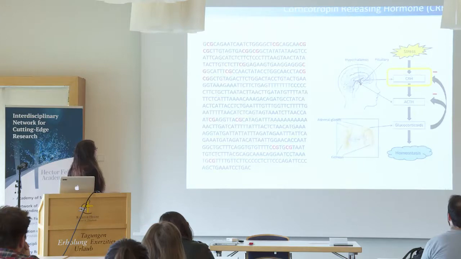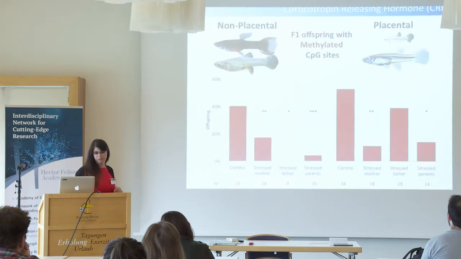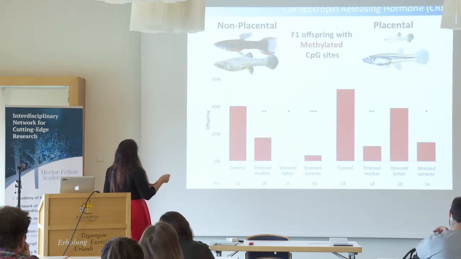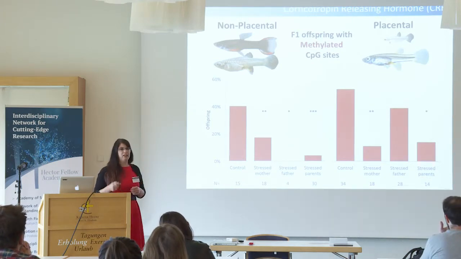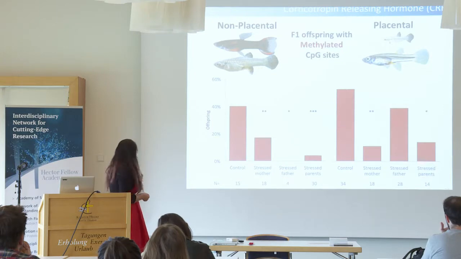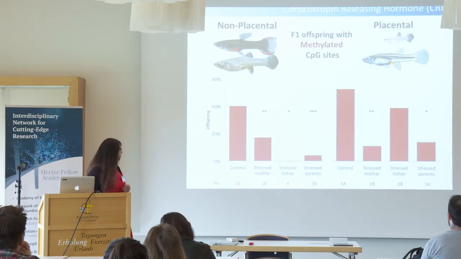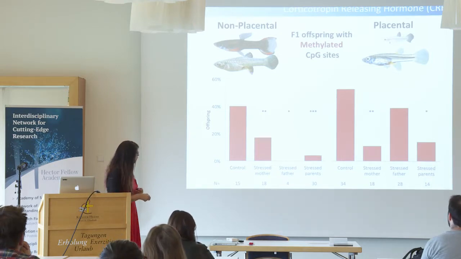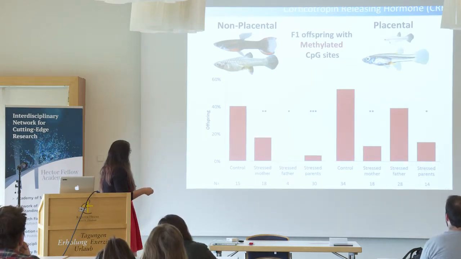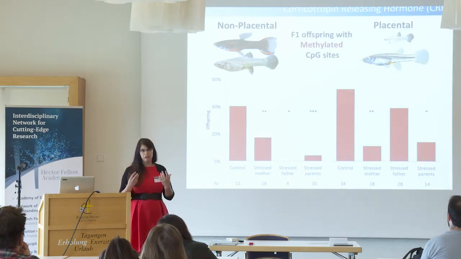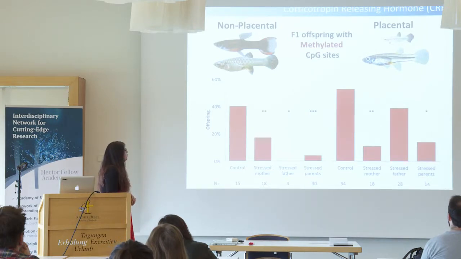So looking at the CRH, so again, this is at the very beginning of this stress axis. And here's our non-placental individuals, and it looks like both stressed males and females cause a decrease in methylation. Now here, this might be an artifact due to my low sample size. I wasn't able to recover enough DNA from those individuals. But the other two groups, they've got a lot of power, so I'm going to take that as both males and females.